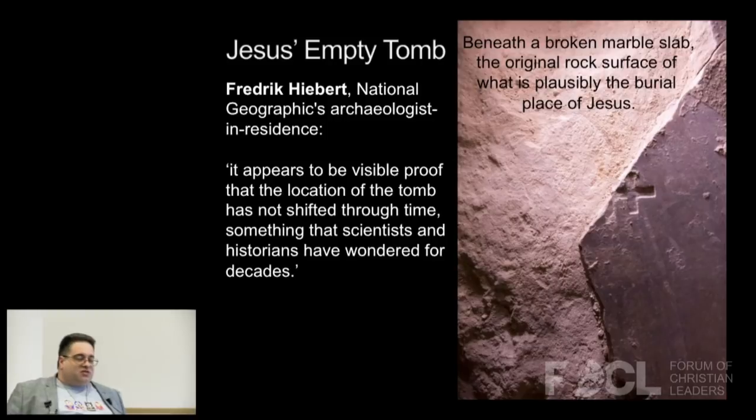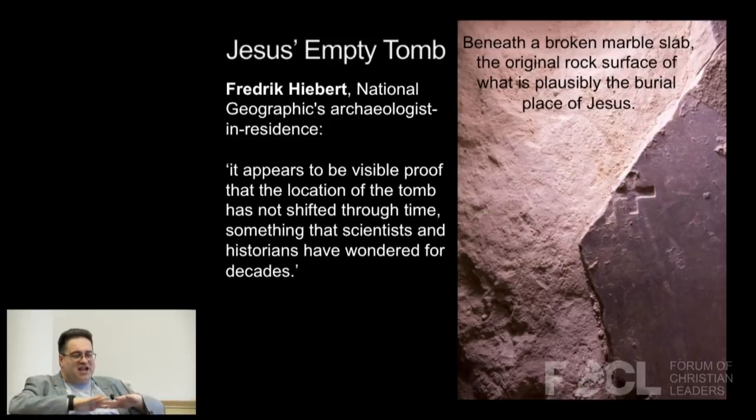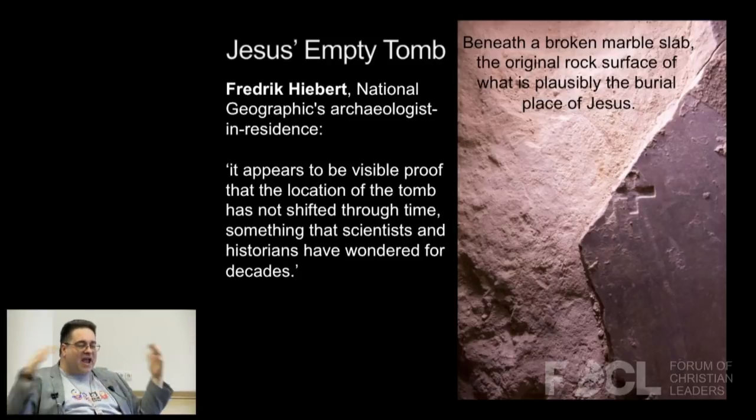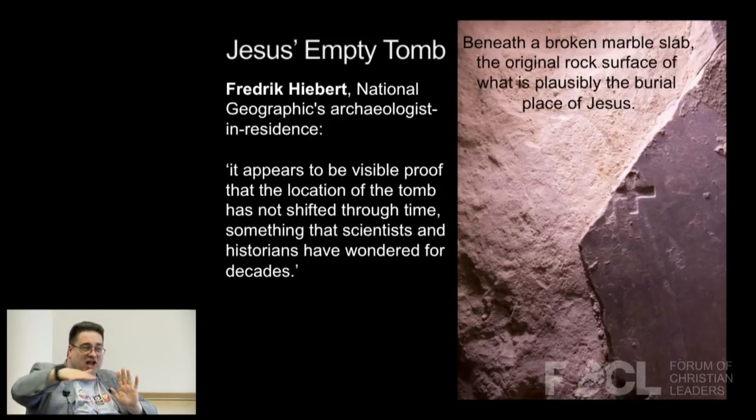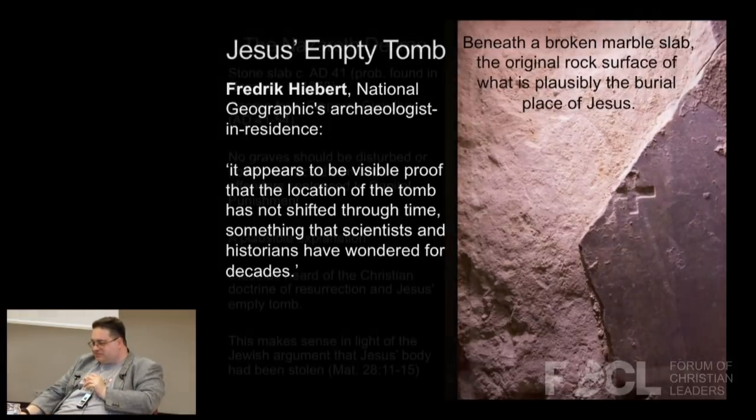Hybert from the National Geographic, their archaeologist in residence, noted that during that renovation process, they got down to taking away, on the right here, you can see the marble slab with the cross in that's broken. They took away the broken marble slab that had, so they say, been covering the actual rock shelf of the tomb where Jesus was laid originally. And you can see there the original rock surface underneath that slab. Hybert notes that it appears to be visible proof that the location of the tomb has not shifted through time, something that scientists and historians had wondered for decades.